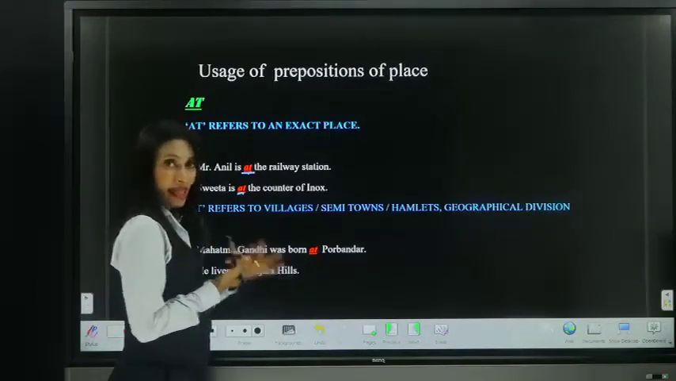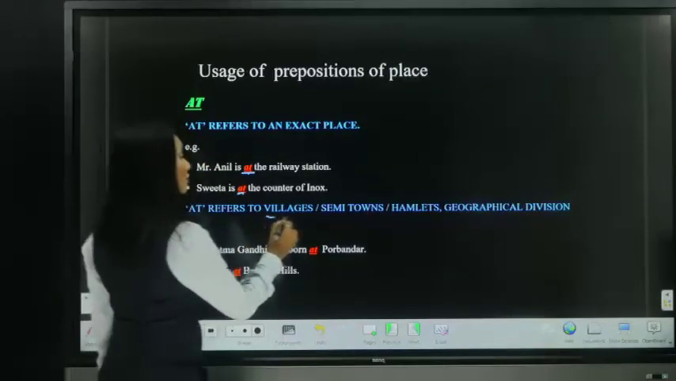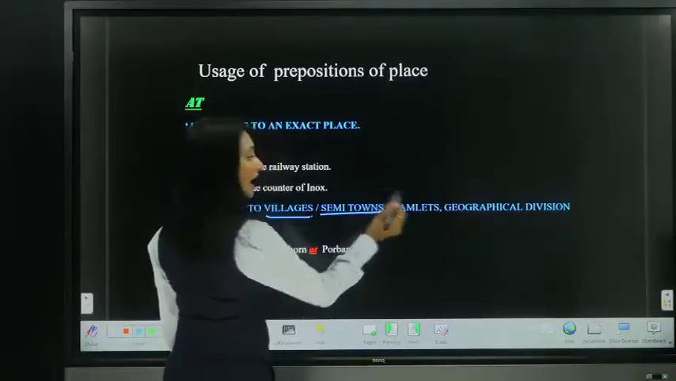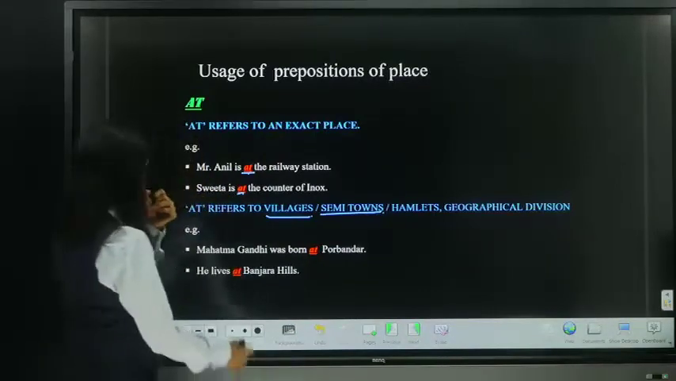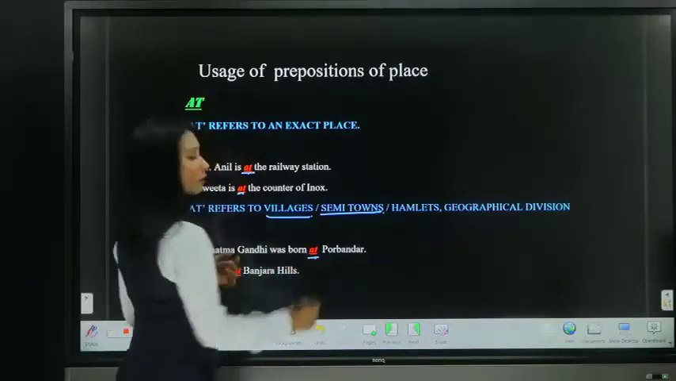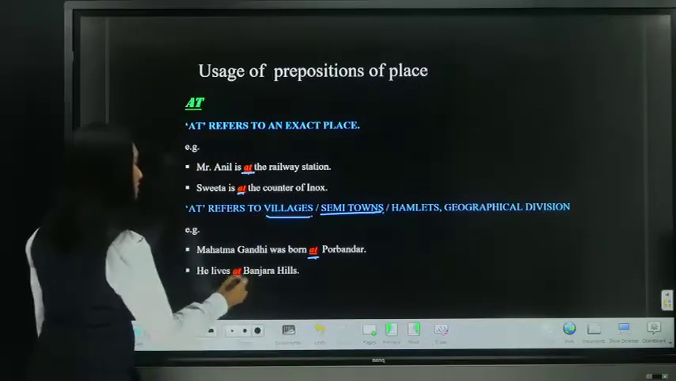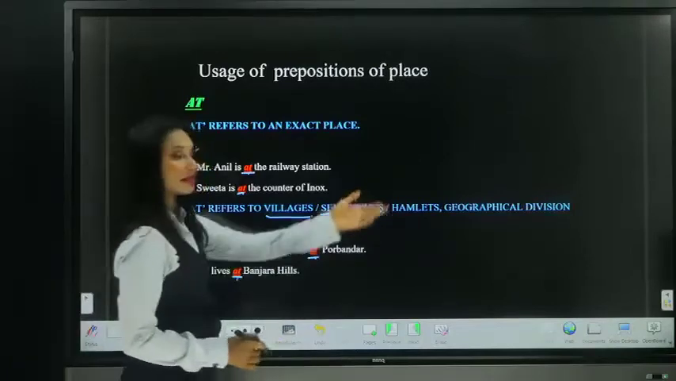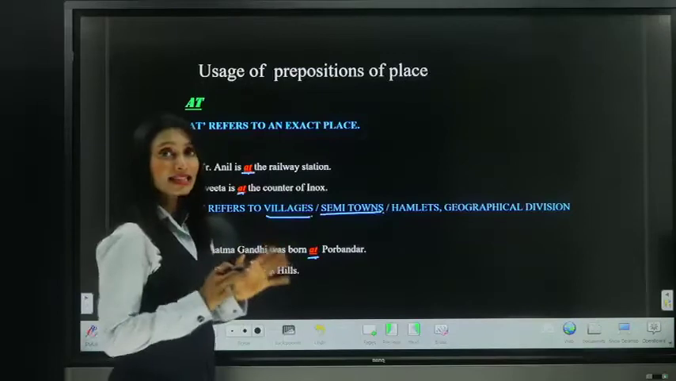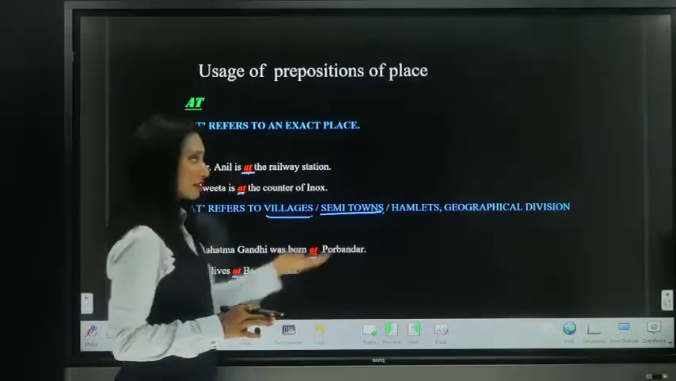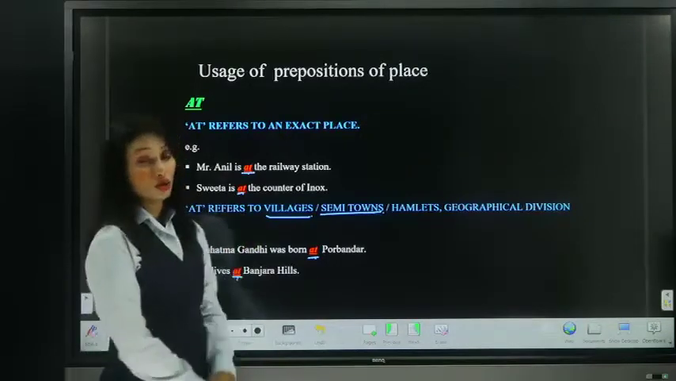I am at the board. Exact place. And it is also used before villages, semi-towns, hamlets, and geographical divisions within a city. For example, Mahatma Gandhi was born at Porbandar. Porbandar is the name of a village. He lives at Banjara Hills. Banjara Hills is a geographical division of a city, a part of a city. So anything which is a part of a city is a geographical division of that city. So remember to use at only.